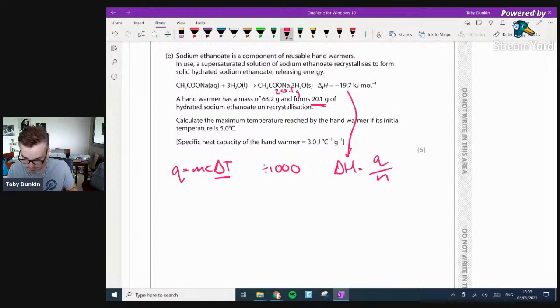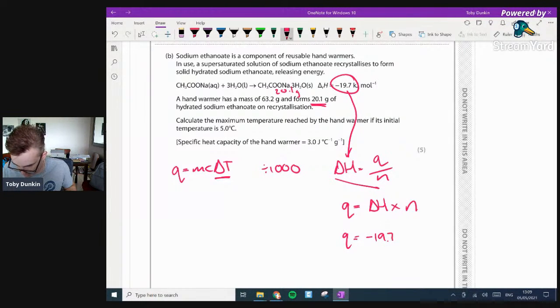Okay. We need to work out, we've got the enthalpy change, we need moles and we need Q. We can't get to Q. Oh no, but we can find Q with that. Reorganize it. Q equals ΔH times n. So Q equals ΔH, which is here, minus 119.7 times the moles.